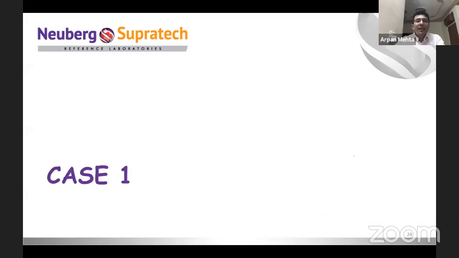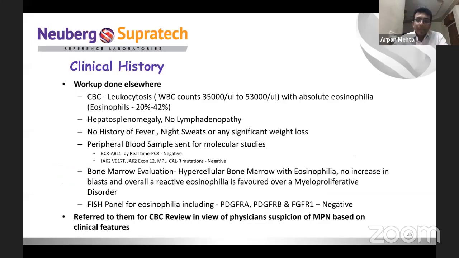So let us understand everything with a case-based discussion. This was a case which came to our referral lab with leukocytosis and absolute eosinophilia. There was hepatosplenomegaly, but no lymphadenopathy. There was no history of fever, night sweats, or any significant weight loss.